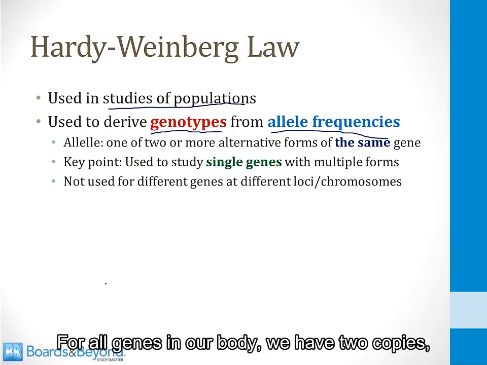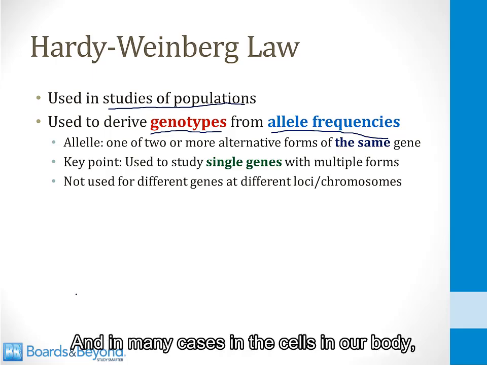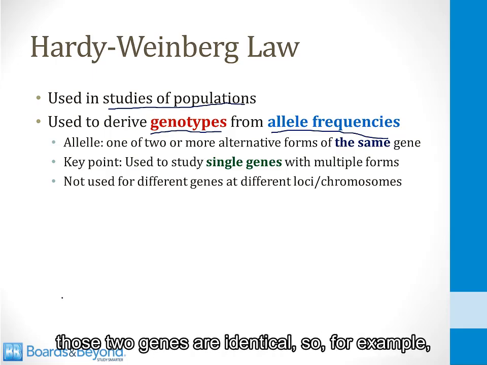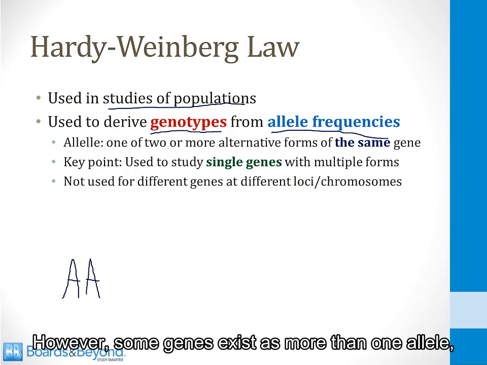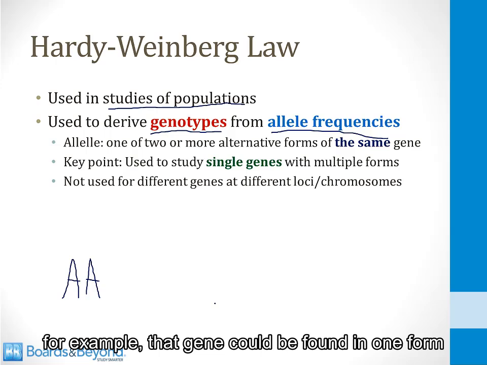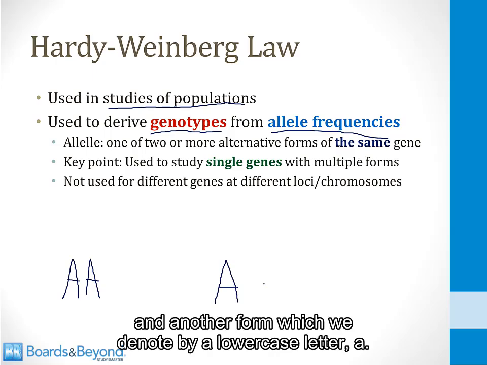For all genes in our body, we have two copies, one that came from our mother and one that came from our father. And in many cases in the cells in our body, those two genes are identical. So for example, we might have two copies of gene A in the cells of our body. However, some genes exist as more than one allele. For example, that gene could be found in one form, which we denote by a capital letter A, and another form, which we denote by a lowercase letter a.